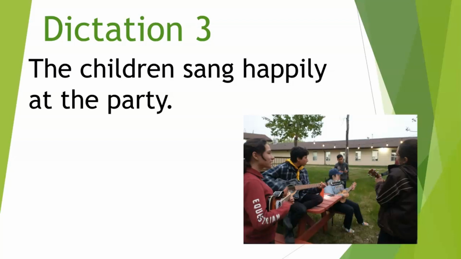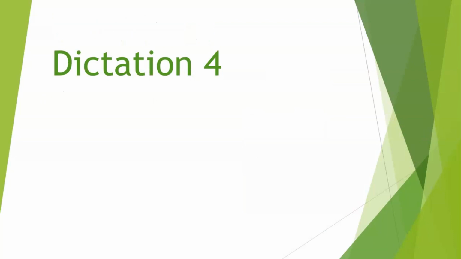Now let's look for that adverb. The adverb here is happily, and the verb is sang. The children sang happily at the party. Or we can say the children happily sang at the party. So we can say it like this, or we can say it like that. Okay, let's go on to our dictation number 4.